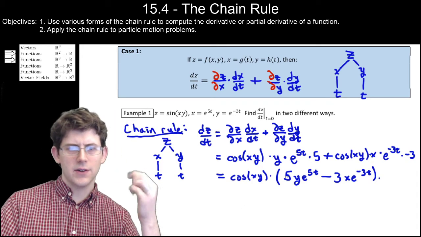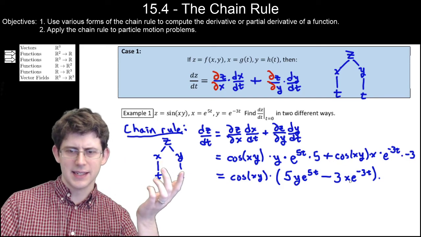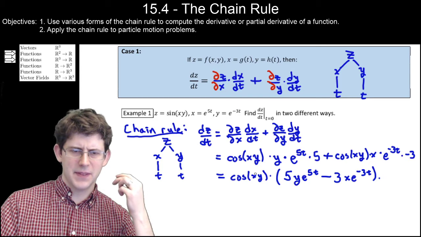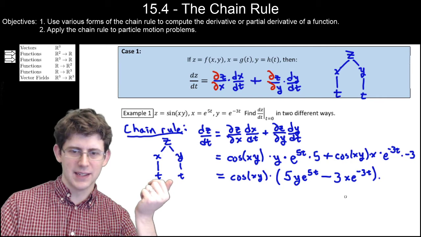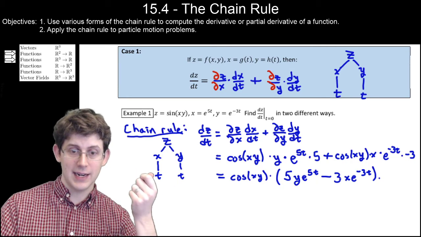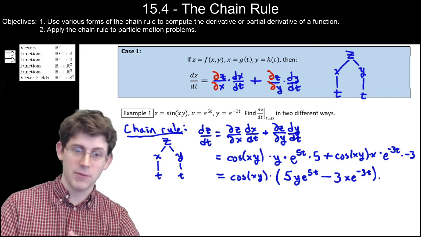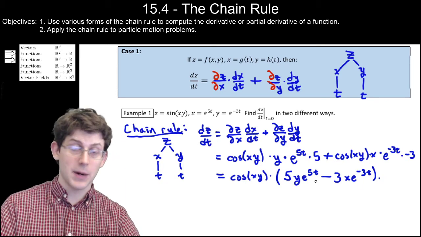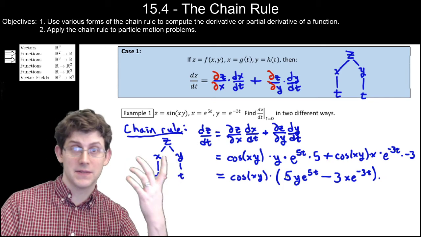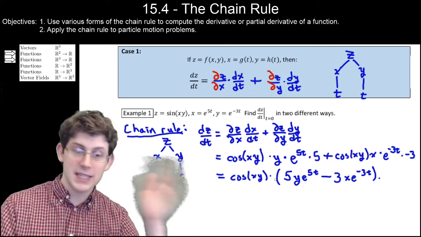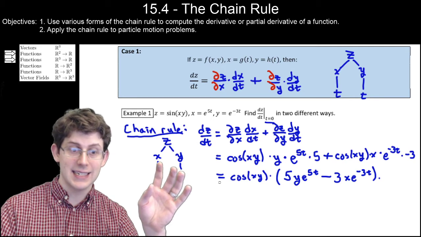Now, this is correct, but it's a little bit odd to leave it like this. This answer has x's, y's, and t's in it, and that should feel a little bit strange, because if I needed to, I could write x in terms of t, and I could write y in terms of t. So when we have a weird-looking answer like this, we look back at the problem to see if it gives us any way out. For example, the problem might say, write everything in terms of t, or get all the t's out of the answer. In this case, it says find dz dt at t equals 0.